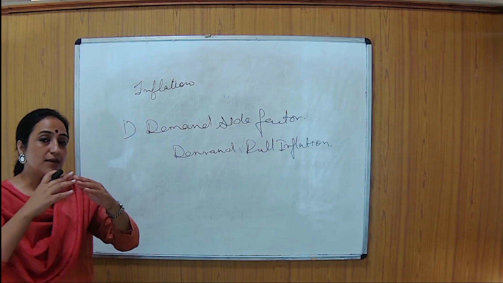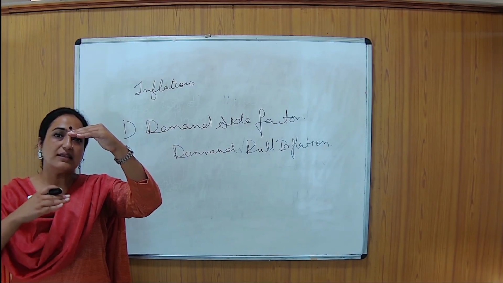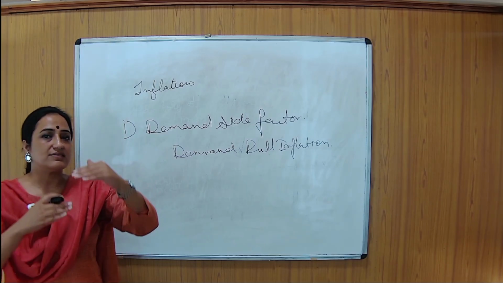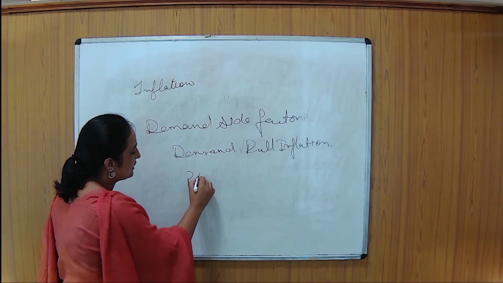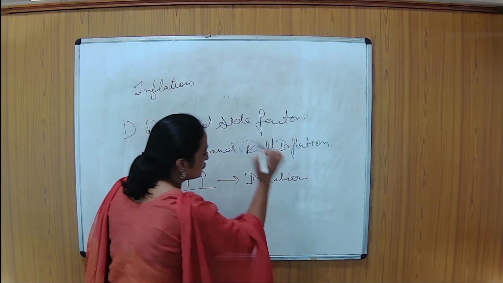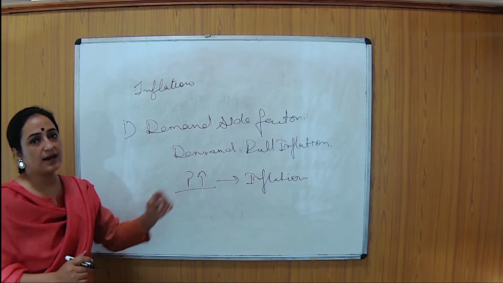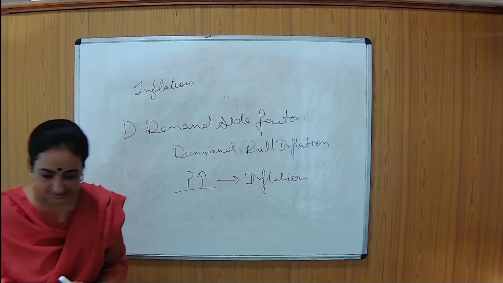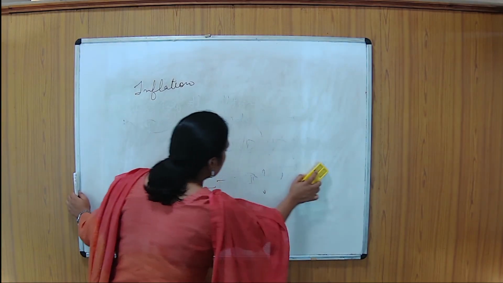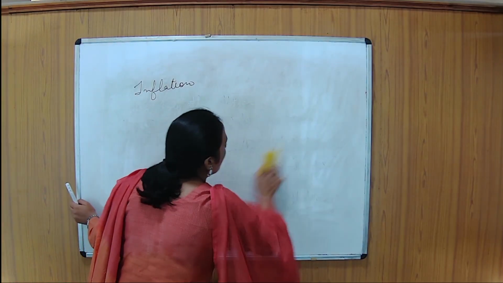When demand goes on increasing and supply is limited, then automatically the prices of the goods and services in that economy will increase. And when prices increase, ultimately that results in inflation in the economy. So this is the main cause of inflation from the demand side. We will understand this concept with the help of a diagram.